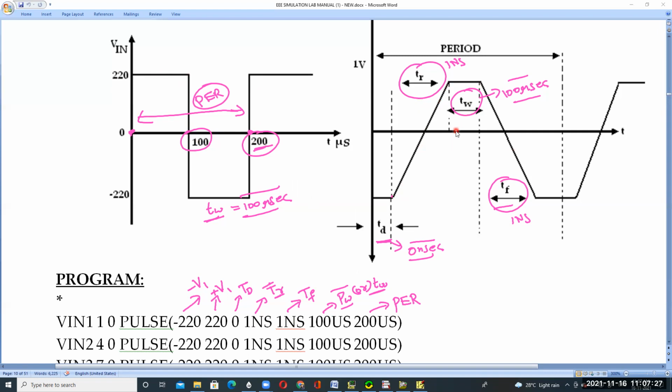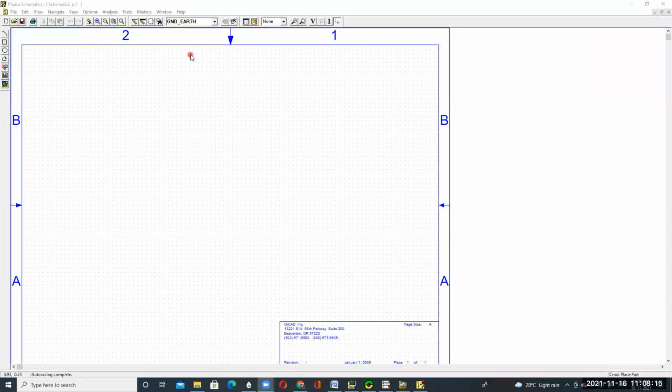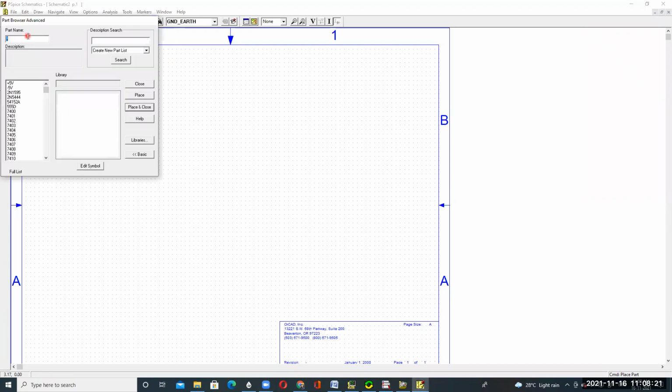This can be executed experimentally using PSpice, and it can be easily understood. Open PSpice schematic. In this, take from the library, take VPULSE. Enter here VPULSE.